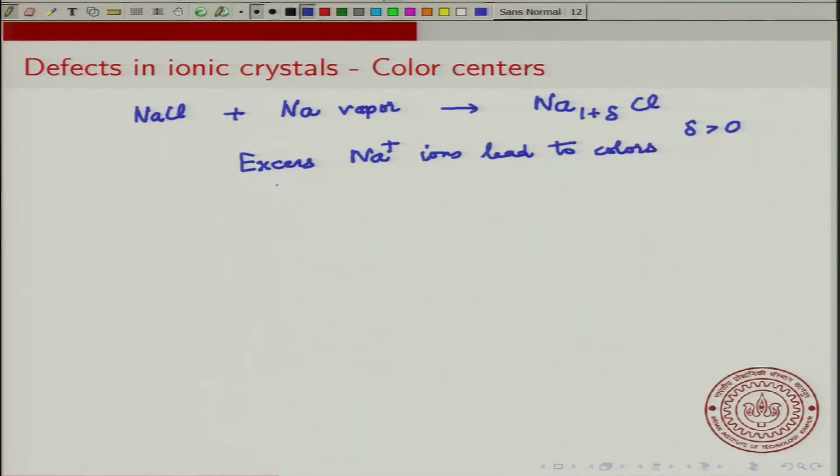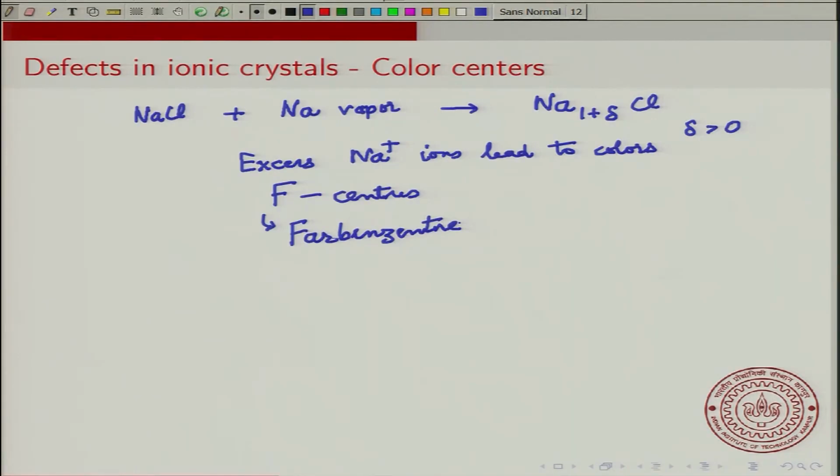Okay, and they are called, for example, F centers. F stands for F center, or the F comes from the German word Farbe, Farbenzentrum. So that's an F center, or a color center.